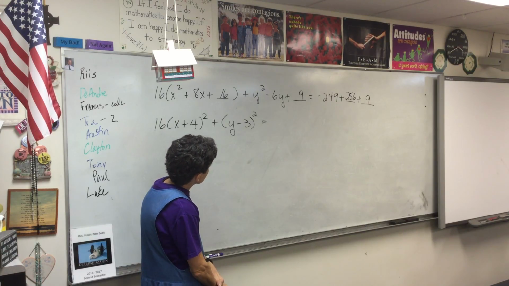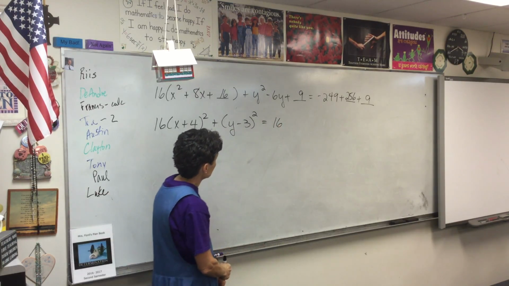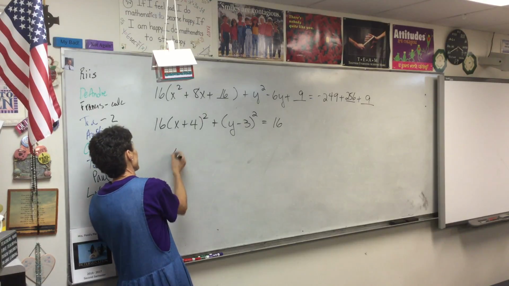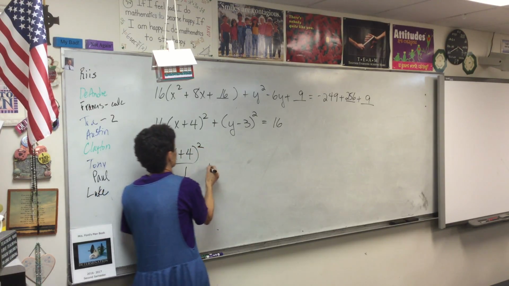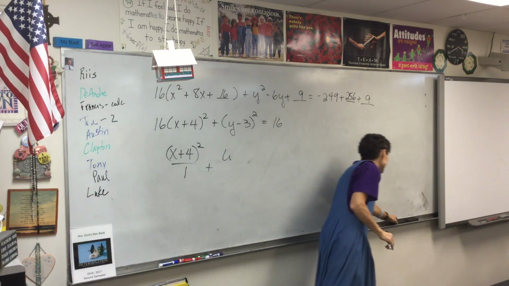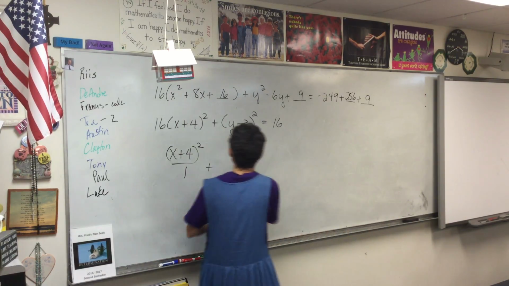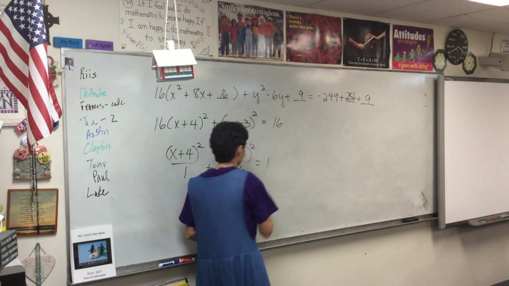16. I like that. I think that's going to be 16, isn't it? Negative 240 or 256, which is nice. So I have x plus 4 squared over 1 plus y minus 3 squared over 16 equals 1.